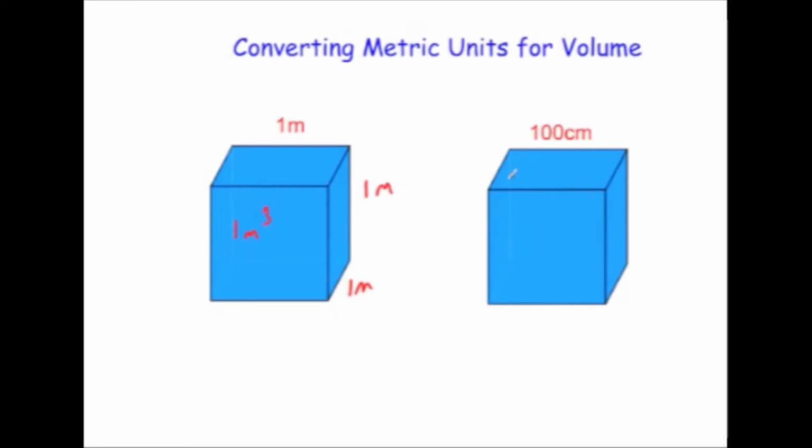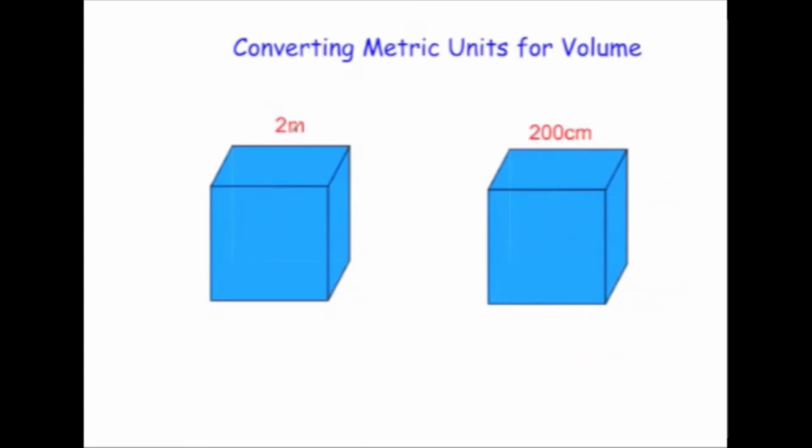This cube, the volume of it is going to be 100 centimeters by 100 centimeters by 100 centimeters. And when I times those together, 100 times 100 times 100, we're going to get 1 followed by 6 zeros. 1, 2, 3, 4, 5, 6. So the volume for this one is going to be 1 million centimeters cubed. That means that 1 meter cubed is the same as 1 million centimeters cubed.